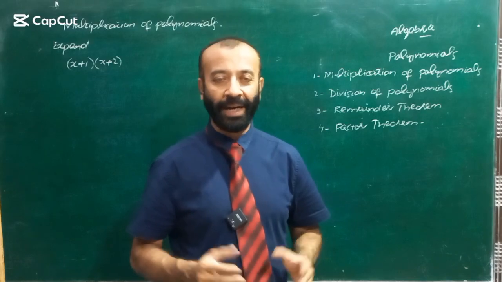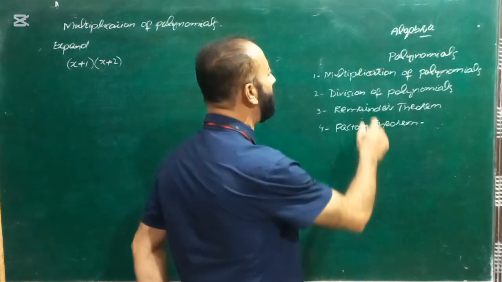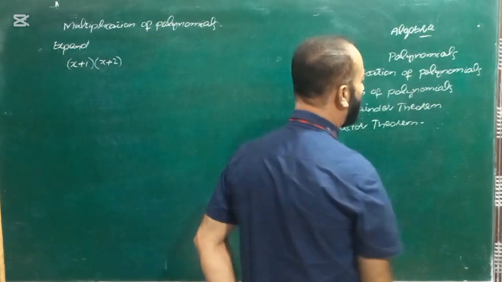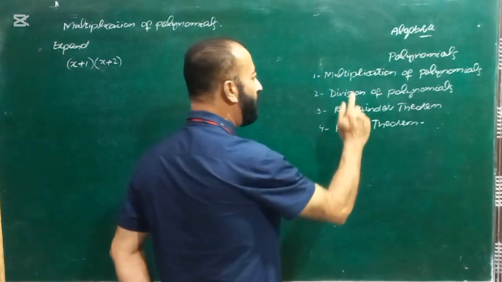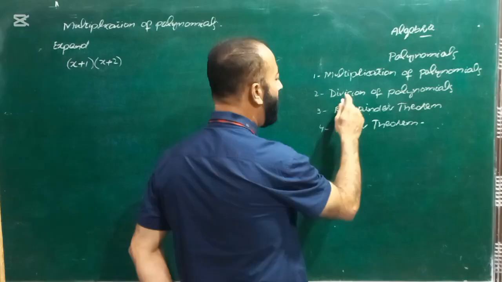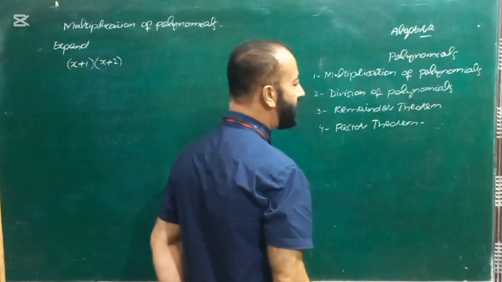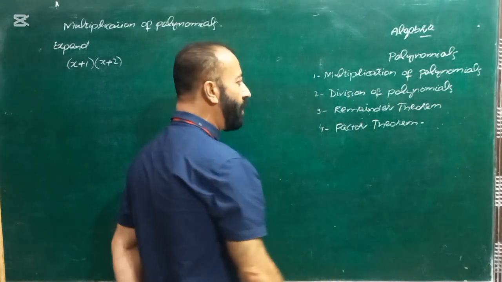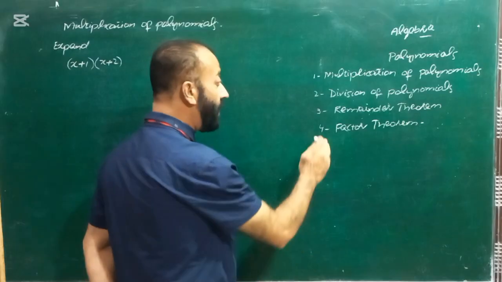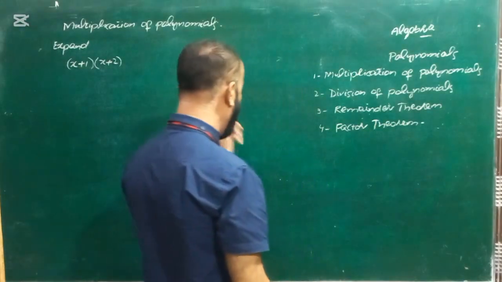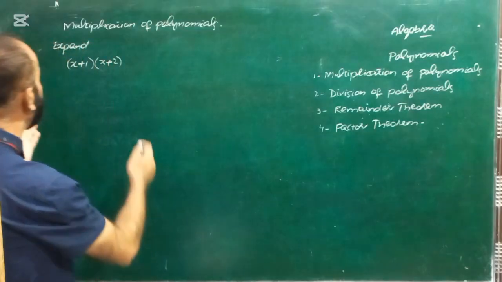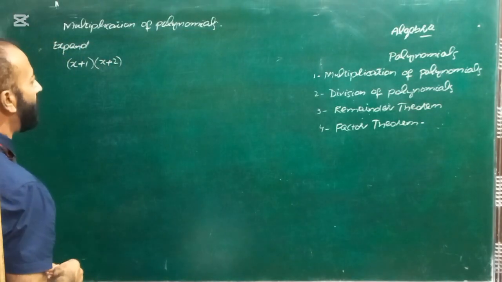Good morning, students. Today's topic in algebra is polynomials. We will read four things today in polynomials. Number one, multiplication of the polynomials. Number two, division of the polynomials. Number three, remainder theorem. And number four, factor theorem. So concentrate yourself. We are starting from the multiplication of the polynomials.